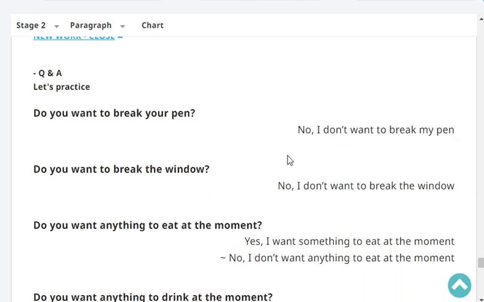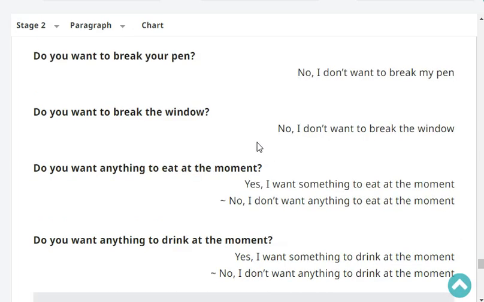Let's practice. Do you want to break your pen? No, I don't want to break my pen. One more. No, I don't want to break my pen. Do you want to break the window? No, I don't want to break the window.